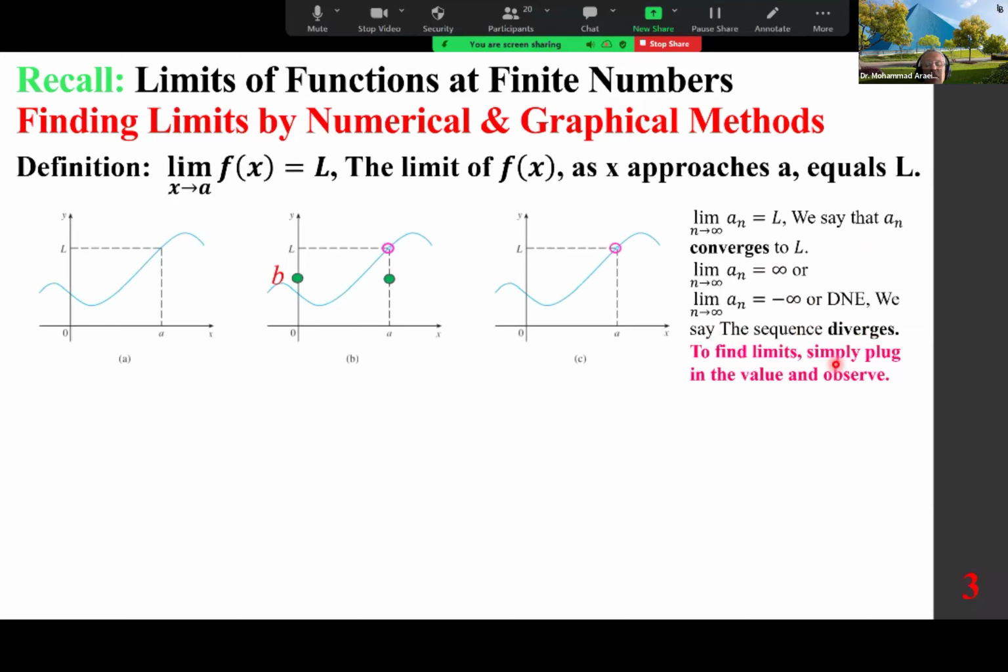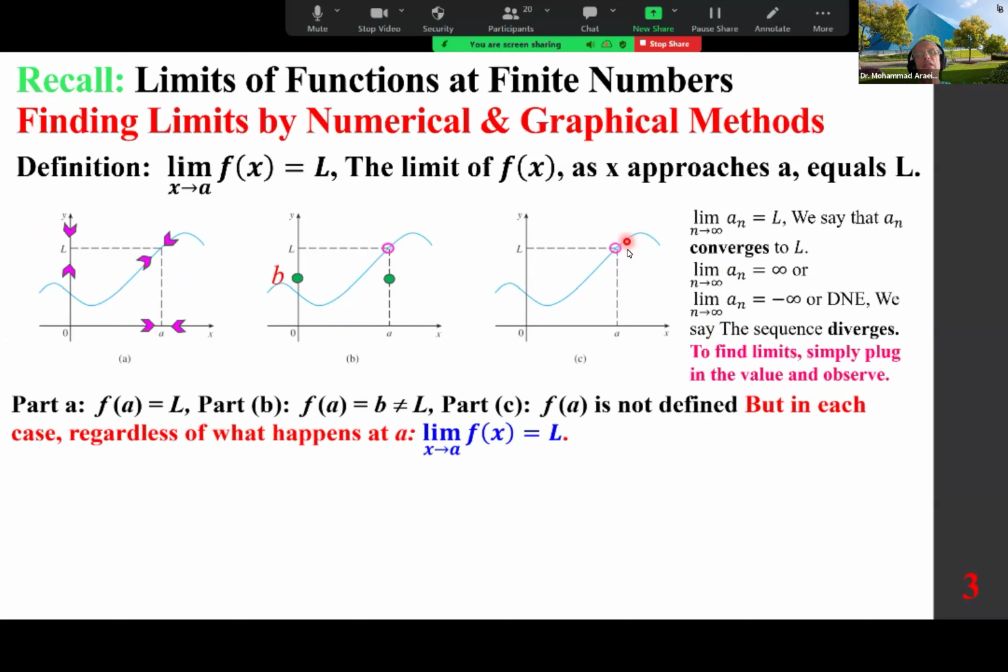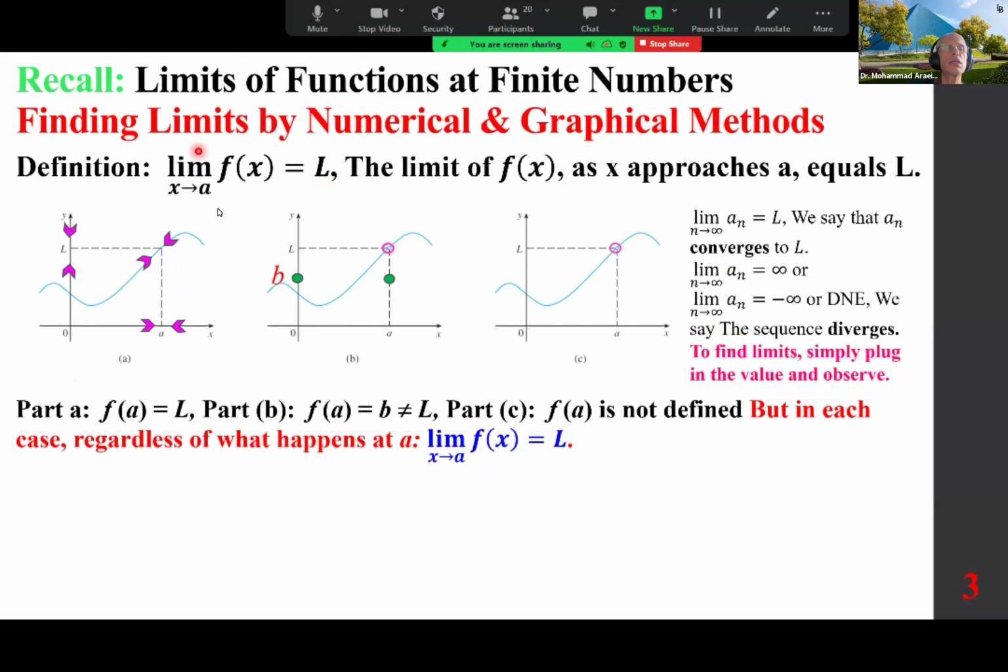Now, in all of these cases, we are trying to find the limit of f of x as x approaches a, left and right. In all three cases, we get the y value L, and that means the limit of f of x as x approaches a is L. What's the difference? This one, f of a is L, makes it continuous at a. This one, f of a is something else, b, makes it discontinuous at a. And this one, f of a is missing, that means it's undefined. Nevertheless, in all three cases, the limit of f of x as x approaches a exists, and it works out for the limit.